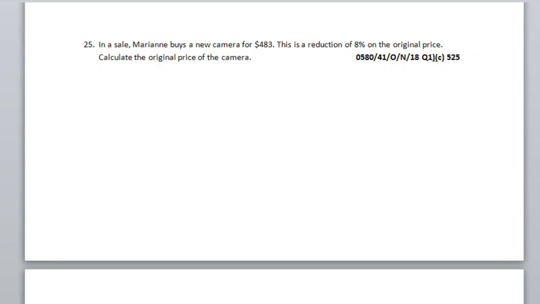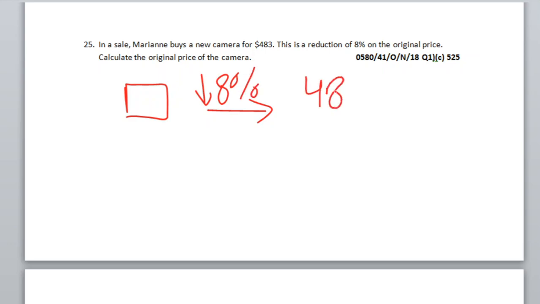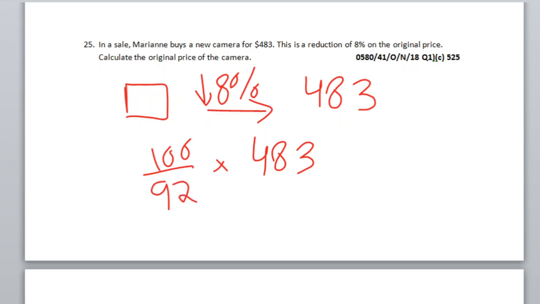Question number 25. In a sale, Marine buys a new camera for $483. This is a reduction of 8% on the original price. So there's some original price. When we reduce that original price by 8%, we get 483. Calculate the original price. So again, reverse percentage. Write 483 times 100 over 8% reduction means 92%. So 100 over 92 times 483, which gives 525.